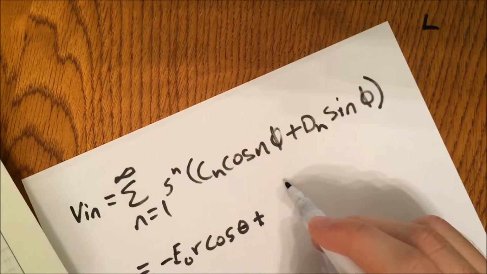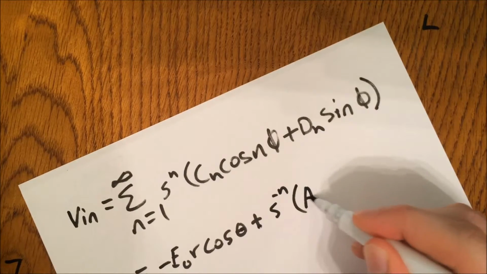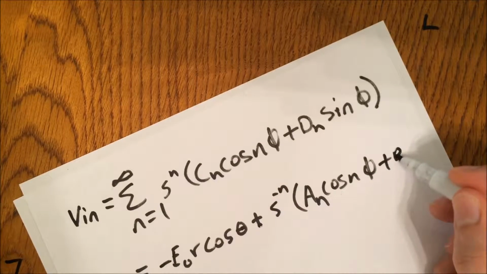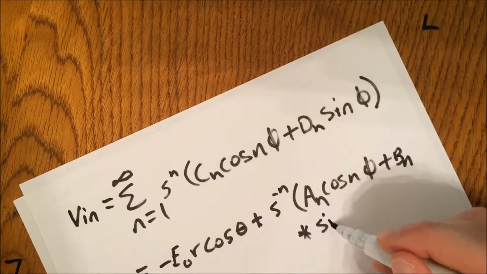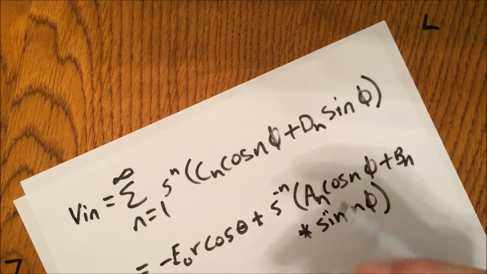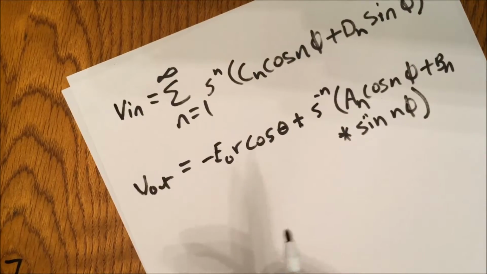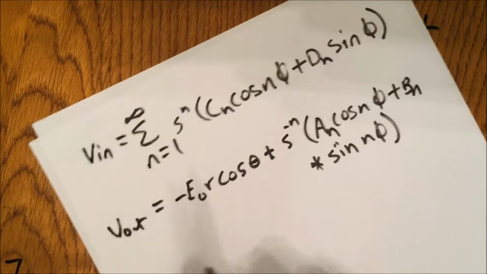And we're left with on the outside S to the negative n times a sub n cosine n phi plus b sub n times the sine of n phi. Wonderful. Moving forward, condition 1 states that the outside is equal to the inside at S equals a. So let's apply that.